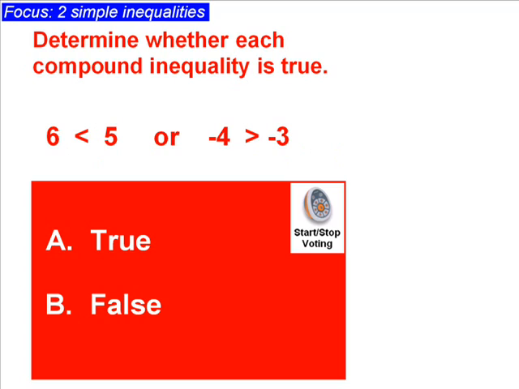Here we have the connective word "or." 6 is less than 5. Of course, that is false. Or -4 is greater than -3. Again, that is false. Therefore, this compound inequality is false.